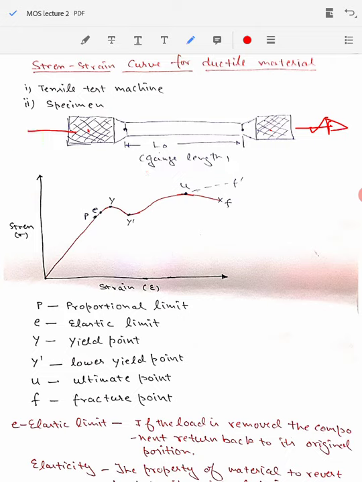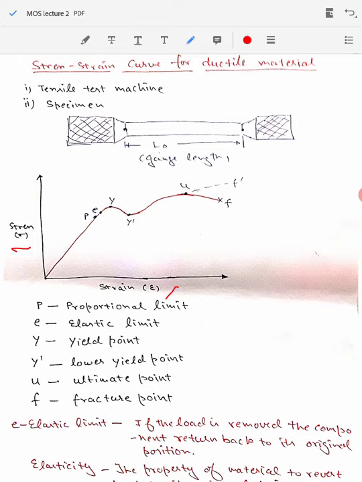Now when this component is subjected to tension load, we measure for a given amount of load what the deformation is. If we divide the load by the area of the component, we will get the value of stress, and if we divide the deformation by the original length, we will get the strain. So this is the way we are plotting this graph.